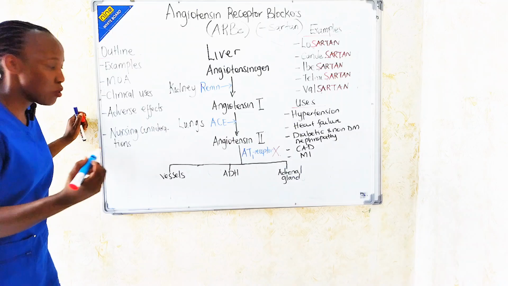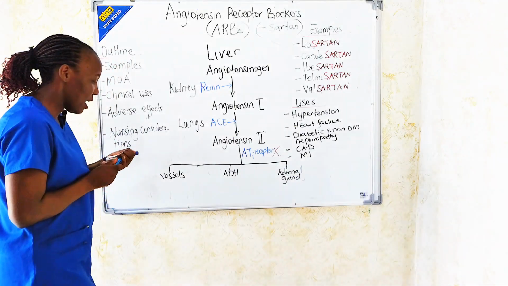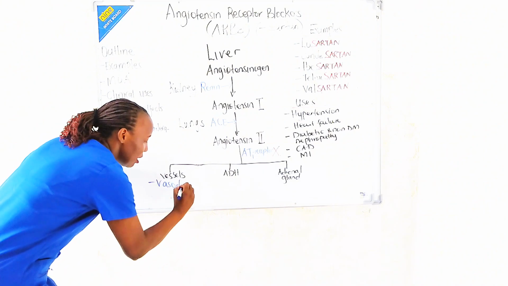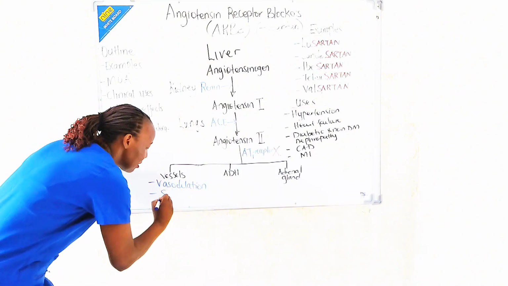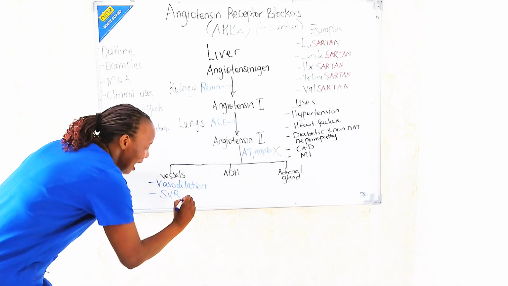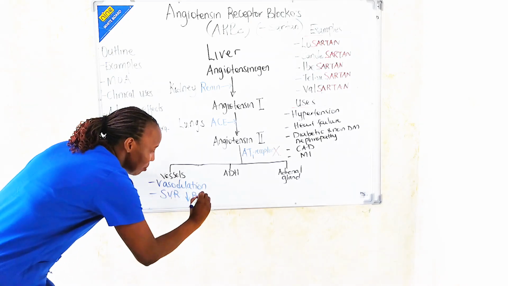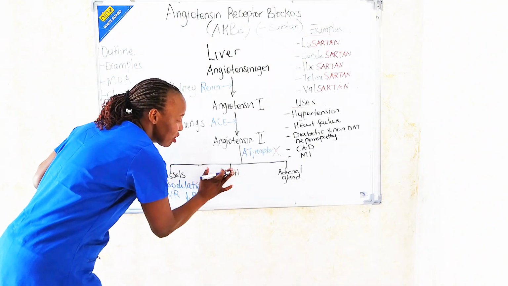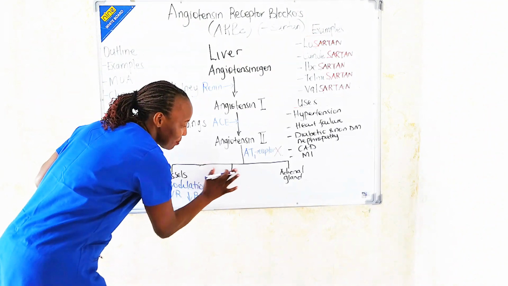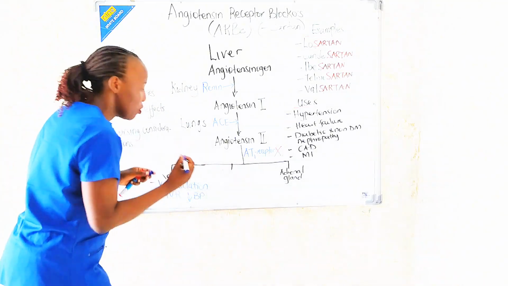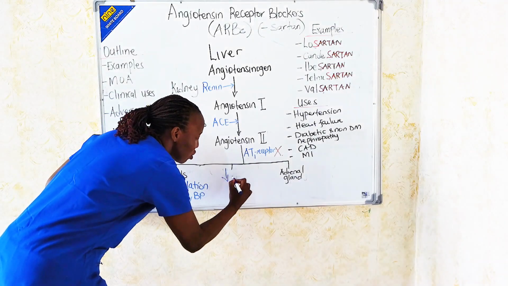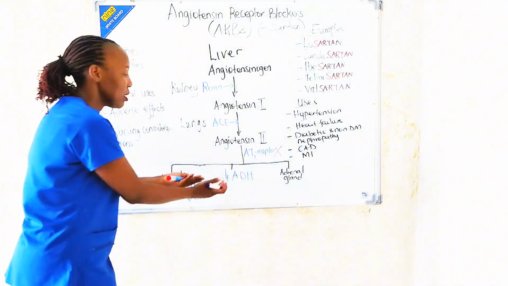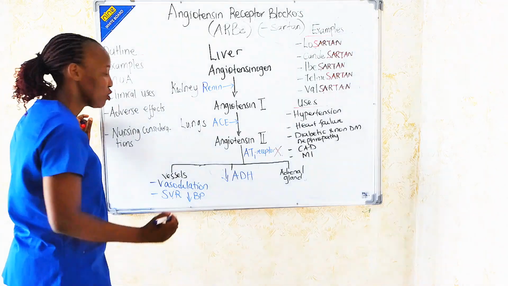So in the vessels, we are going to end up with a vasodilation. Okay, so you have vasodilation, a reduction in systemic vascular resistance, and therefore a reduction in blood pressure. And then here, we are also going to have a reduction in ADH. Okay, so we are going to have a reduction in the release of ADH from the pituitary gland, or it's going to inhibit the release of ADH from the pituitary gland.